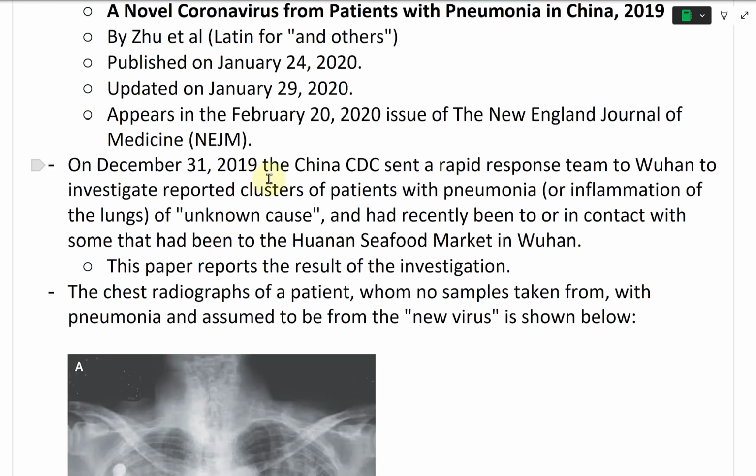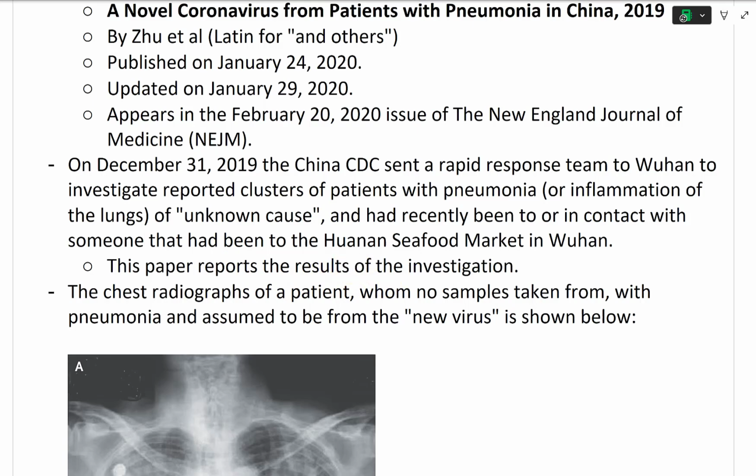And so on December 31st, 2019, the China CDC sent a rapid response team to Wuhan to investigate reported clusters of patients with pneumonia, or inflammation of the lungs, of "unknown cause" who had recently been to, or been in contact with someone who had been to, the Huanan seafood market in Wuhan. This paper reports the results of the investigation.